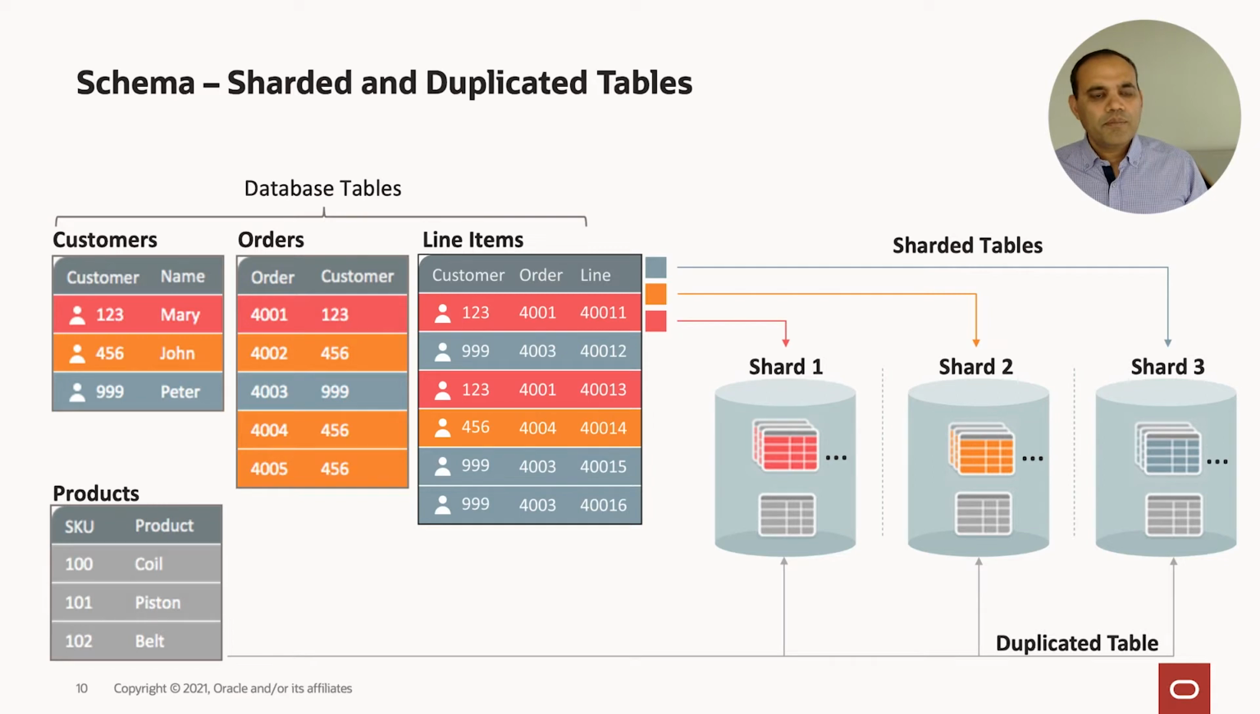So in this example, let's say we have 3 customers, Mary, John, and Peter. Now, Mary's data is shown in pink, John's data is in orange, and Peter's data is in gray. So what we do is that for a given sharding key, in this case customer ID 123 for Mary, all of Mary's data is co-located and stored on a given shard. In this case, shard number 1. All of John's data, which is in orange, is stored on shard number 2, and all of Peter's data is stored on shard number 3.